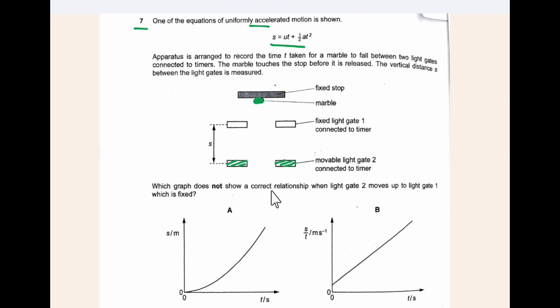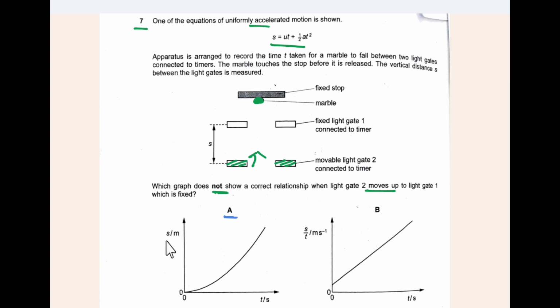Which graph does not show the correct relationship when light gate 2 moves up, that is this light gate 2 moves up to light gate 1, which is fixed. So this light gate moves to light gate 1. Okay, so which graph is wrong, that is not correct.